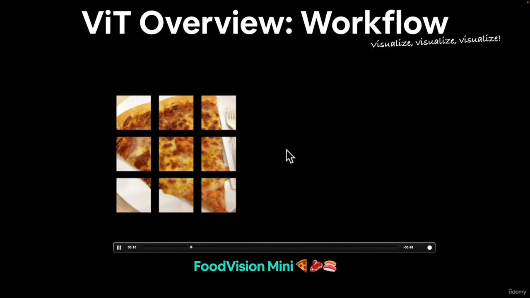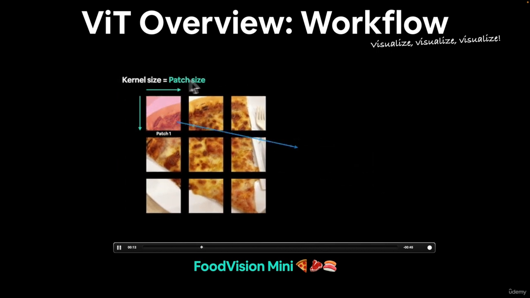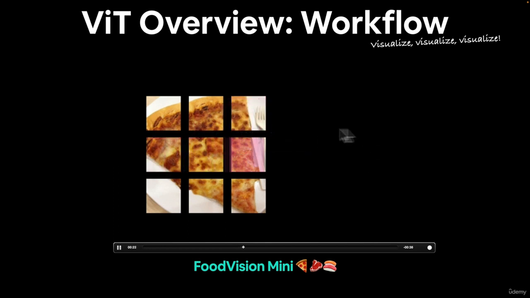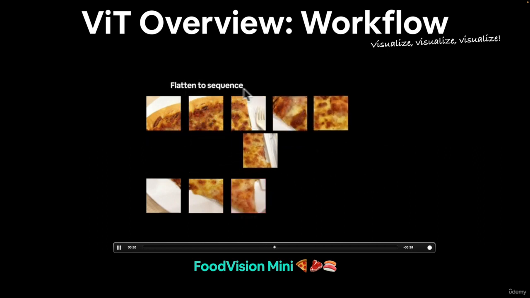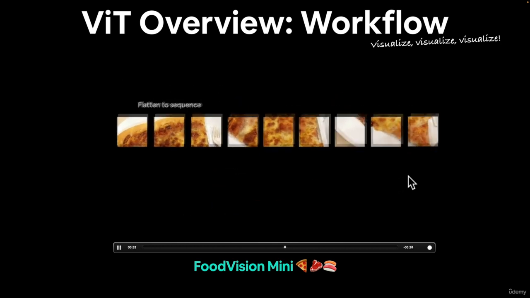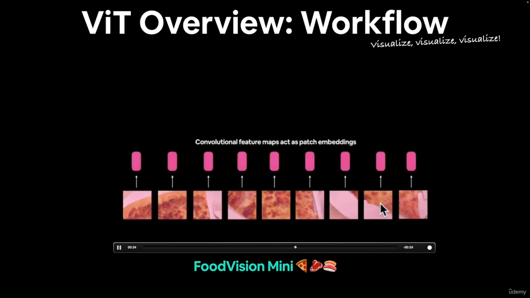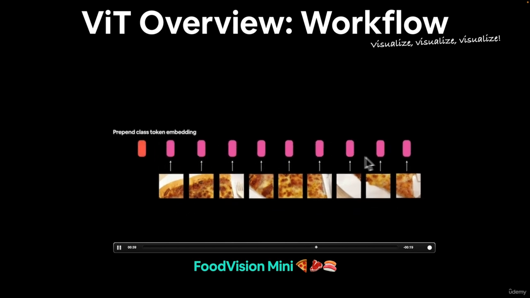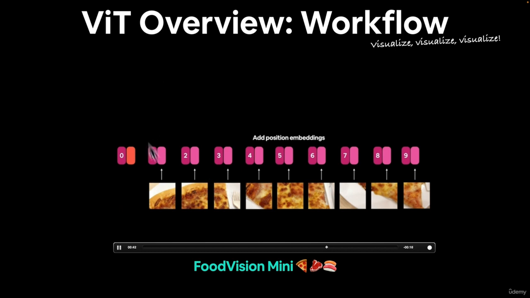Well, we could use a conv2d layer and set the kernel size to the patch size. So we've got a window here, and then stride to the patch size as well, so it slides over. And then we turn each of the patches into convolutional feature maps, or in other words, embeddings. And then if we wanted to flatten to a sequence, well, we could use the torch.nn.flatten layer. So now we've got convolutional feature maps act as our patch embeddings. And then we've got other embeddings to add, but we'll get to those in a second.